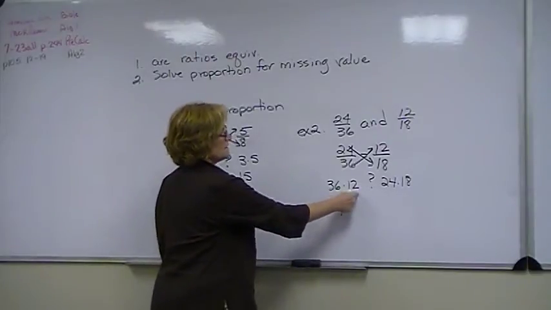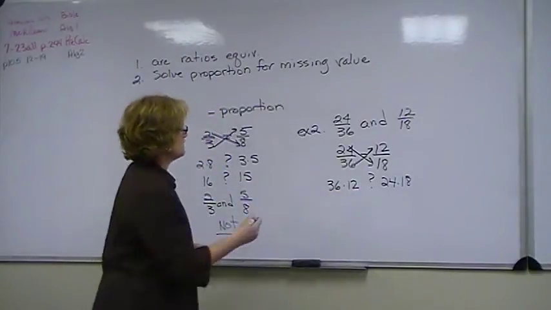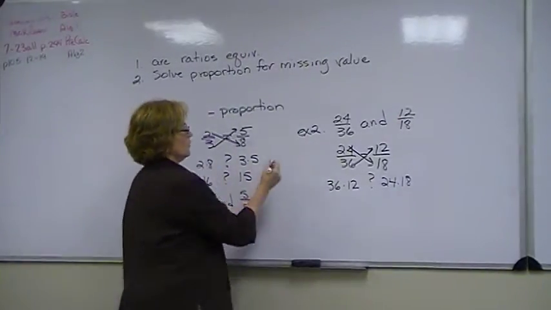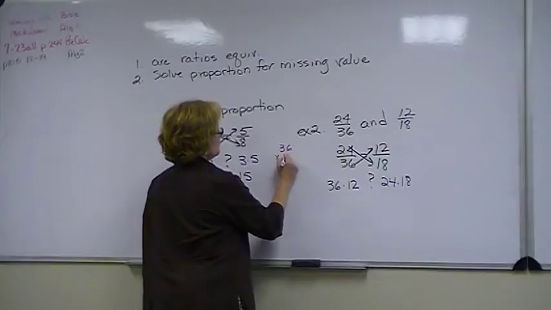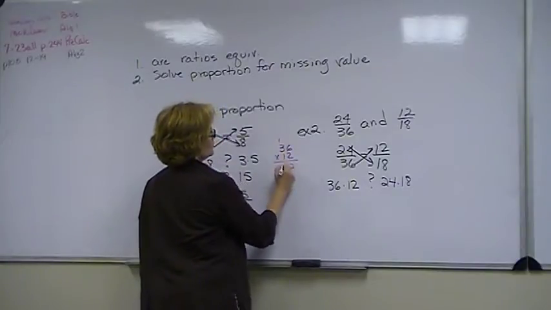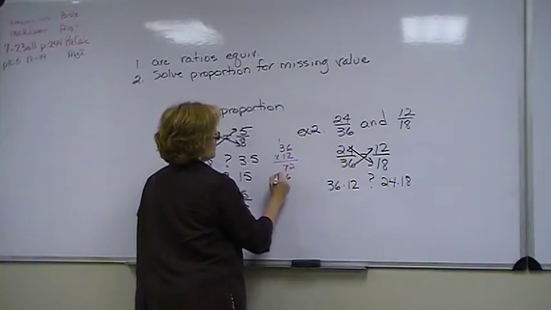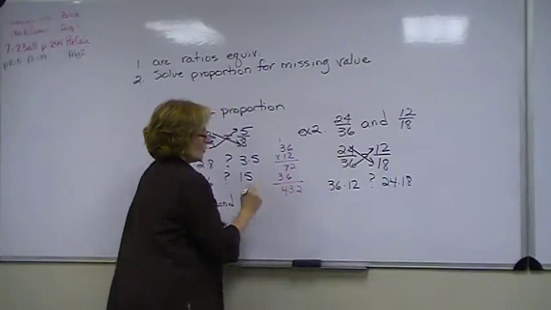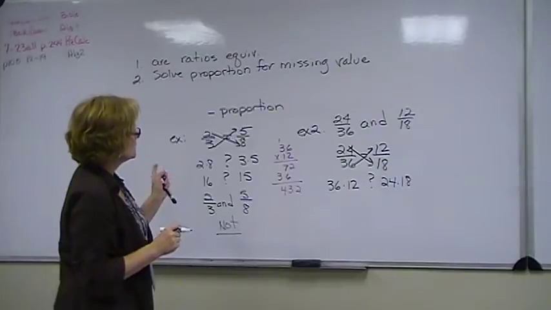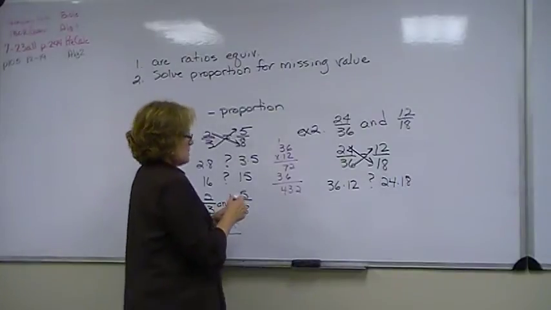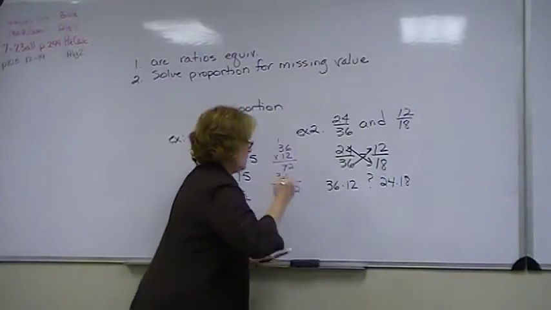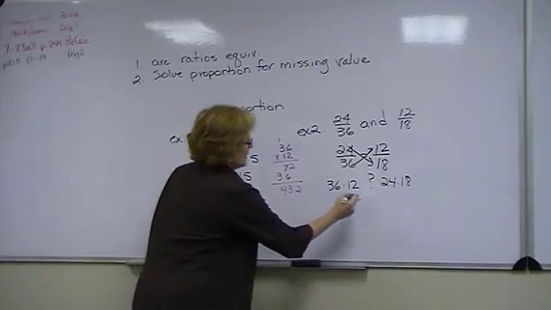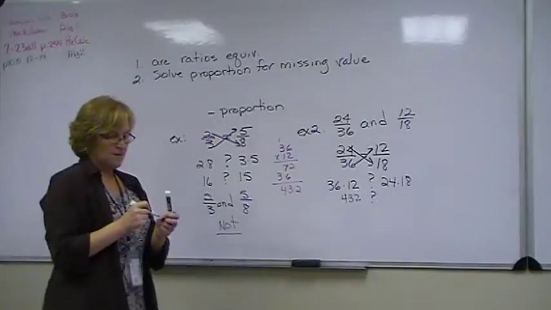So 36 times 12, I don't know what that is in my head. So I'm going to work it out here. 36 times 12 is 432. So my product here is 432. Again, is that equal to 24 times 18?